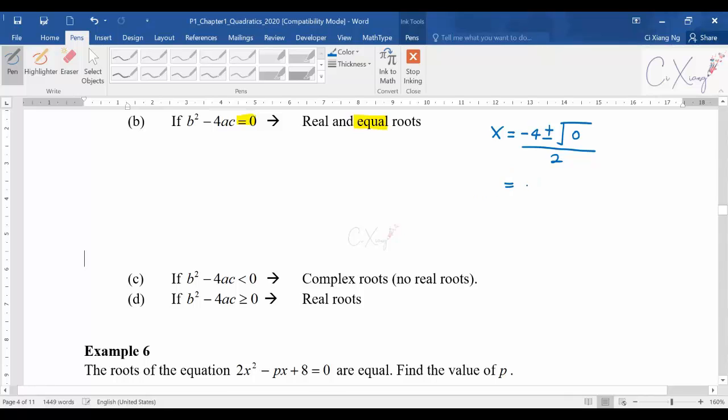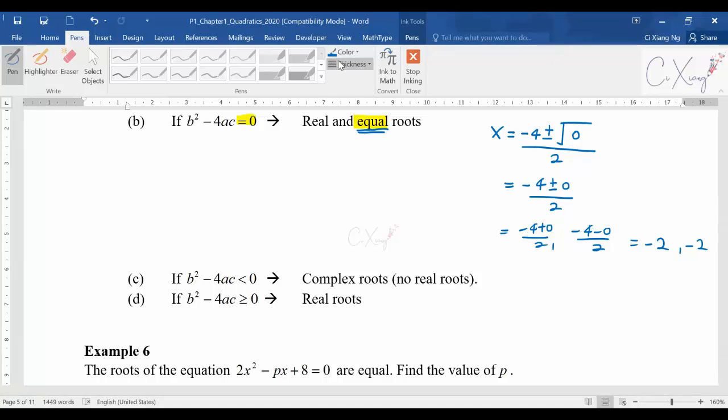So what do I have from here? I have -4 plus minus 0 divided by 2. Then -4 plus 0 divided by 2, and -4 minus 0 divided by 2. So no matter if it is plus 0 or minus 0, eventually you have only one answer, which is -2. Both are the same value, right? So if you want to write it out, you can write -2 and -2. That means both of your roots are equal, have equal value. Therefore, you call it equal roots.